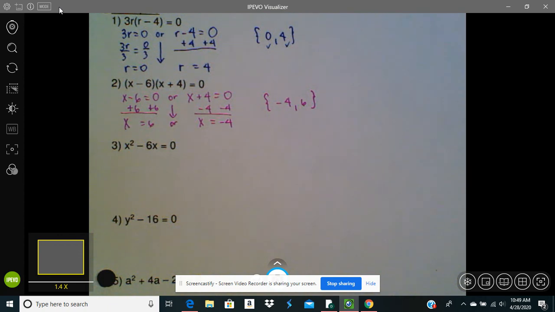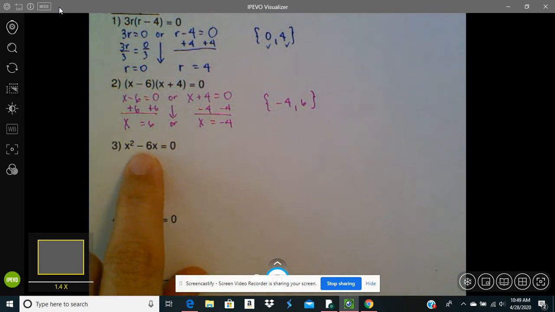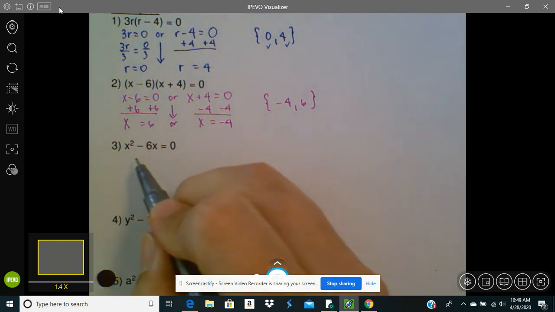Okay, this one's a little different. Keep in mind, the property I'm using here is called the zero product property, not the zero difference property. So we've got to find a way to write this as multiplication. That is, we've got to find factors that make that. How do you make factors? You factor. So let's factor this.